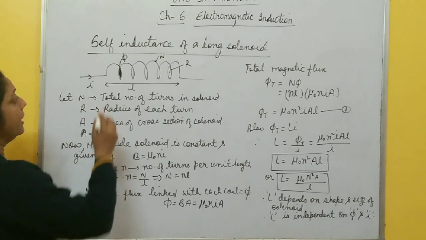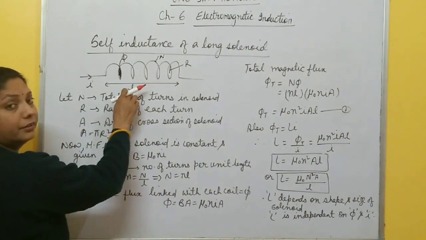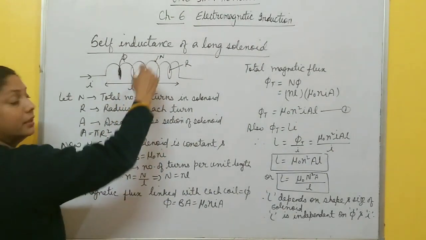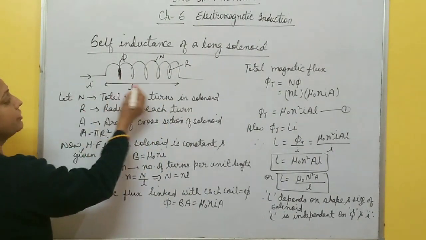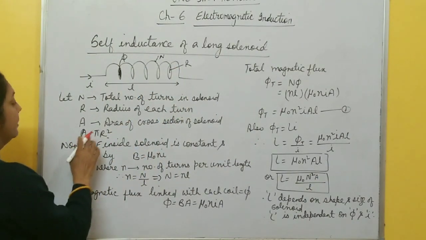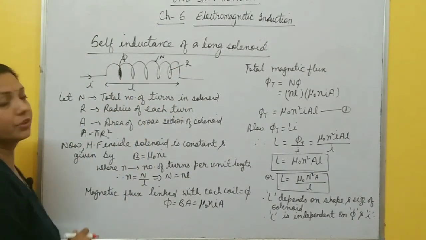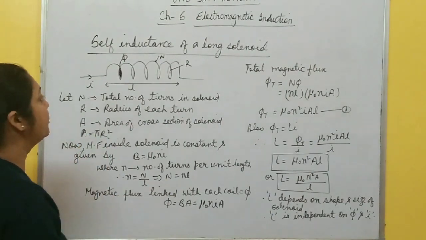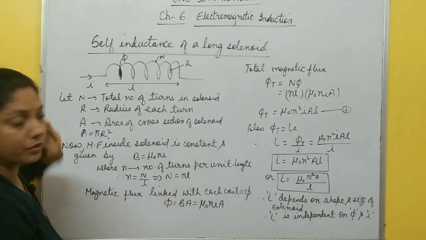Here suppose there is a long solenoid of length L, and N is the total number of turns in the solenoid. R is the radius of each turn. A is the area of cross section of the solenoid, so A equals pi R square. Now you have to find the self inductance of this long solenoid.